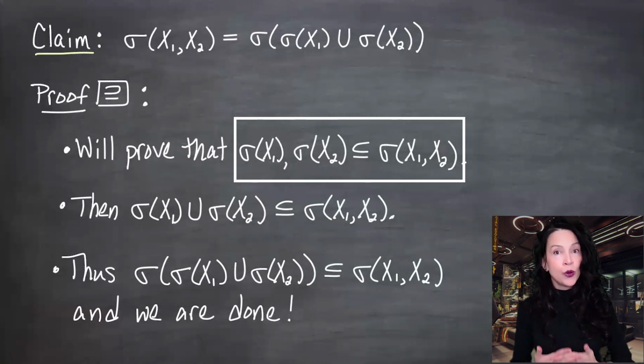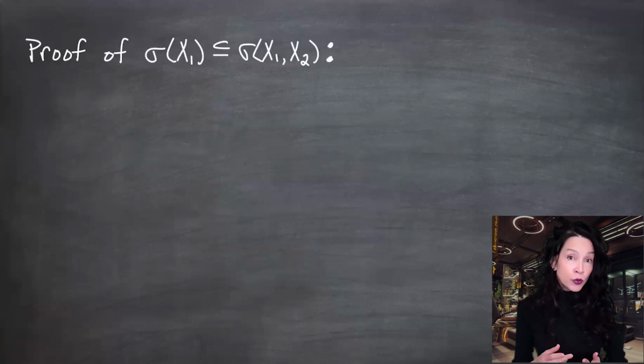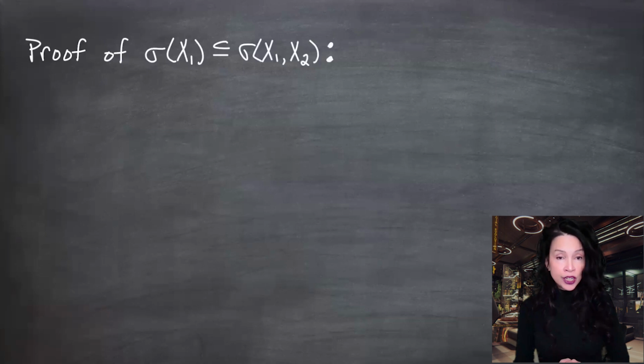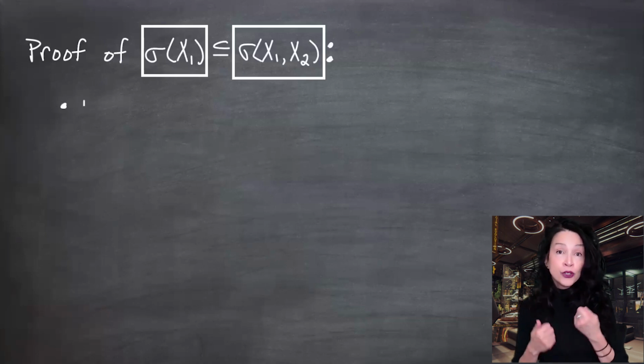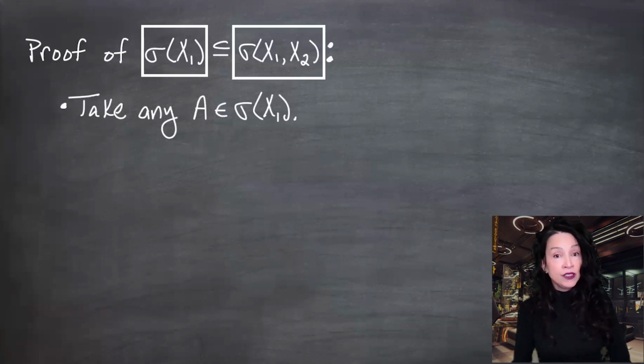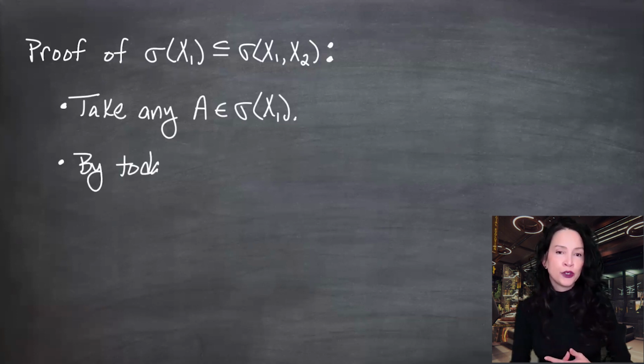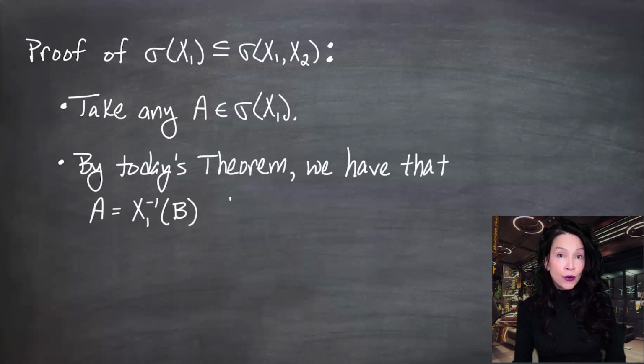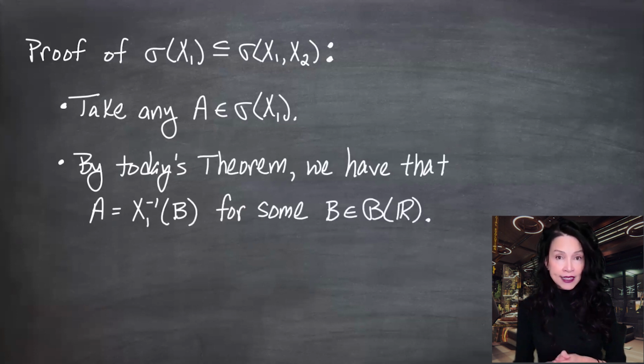So let's show this. I'm just going to show it for one of these. It's the same argument for the other one. Let's prove that the sigma field generated by x1 is contained in the sigma field generated by x1 and x2. Here I am going to do the straightforward approach. I'm going to take an element here and show it's in here. So let's take a set A in this sigma field. X1 is one-dimensional, and by today's theorem applied to one-dimensional random variables, we know that A is necessarily the inverse image under X1 of some one-dimensional Borel set.